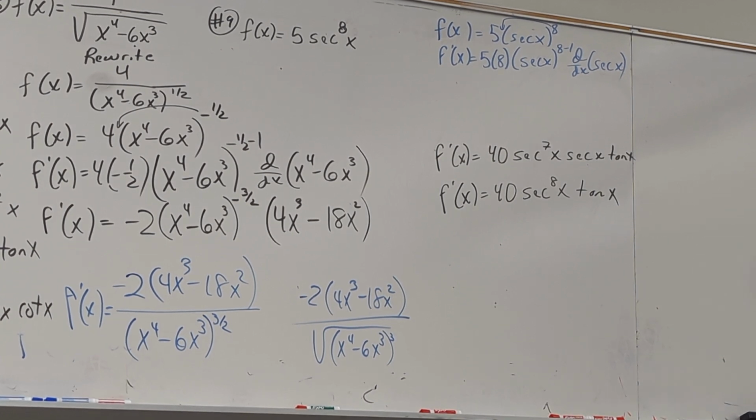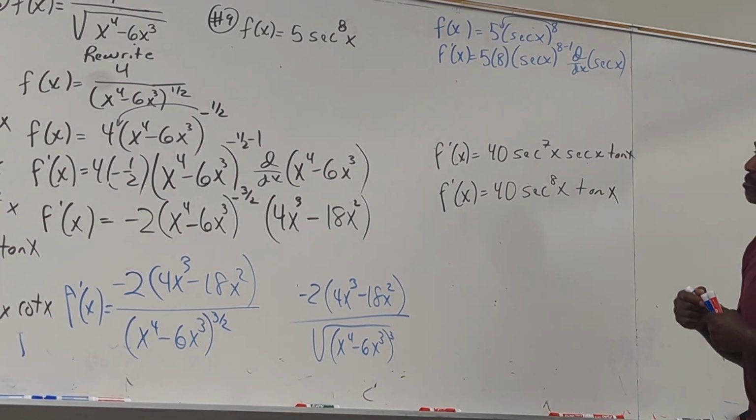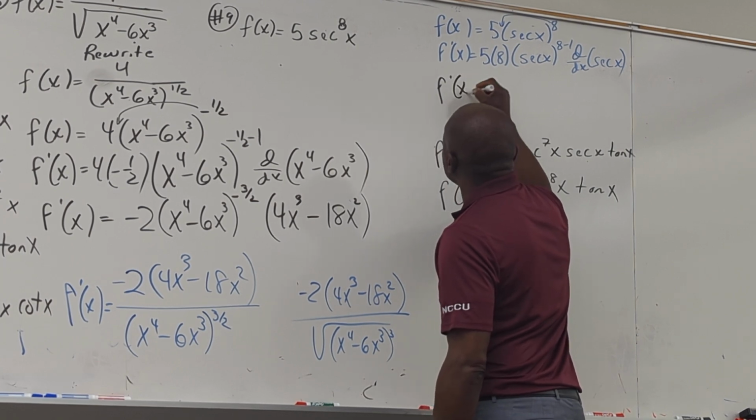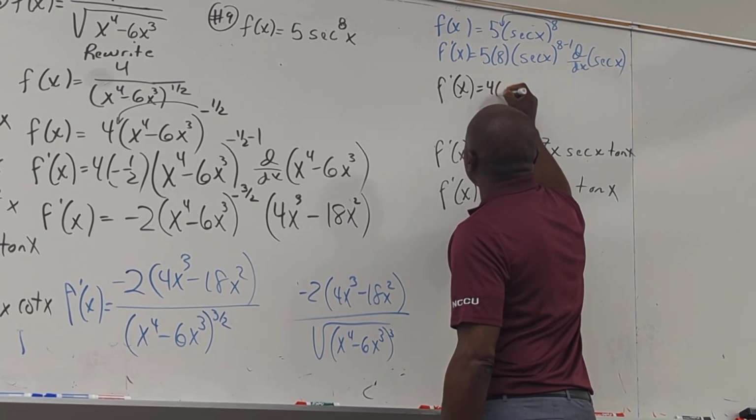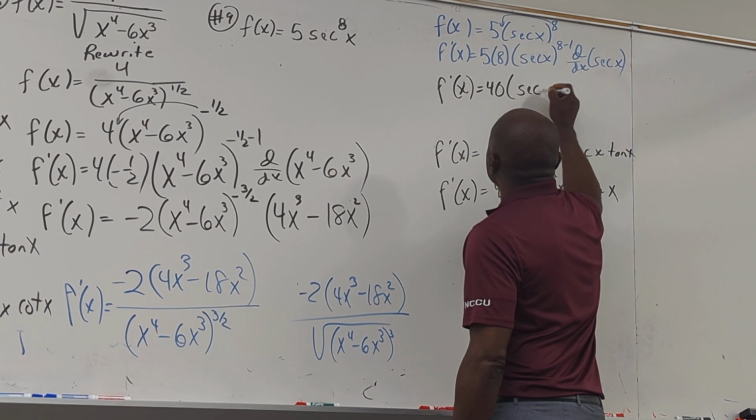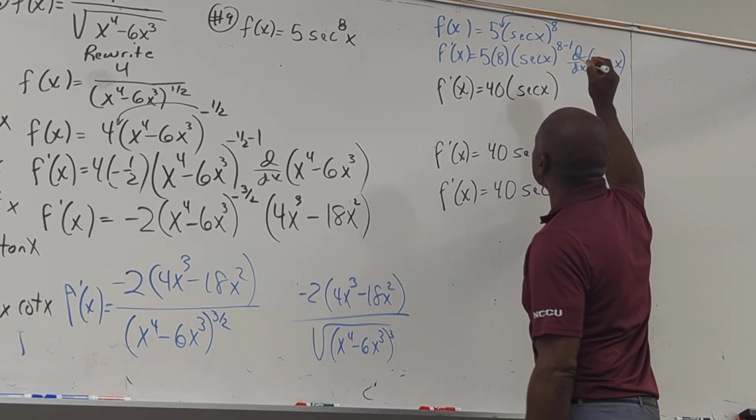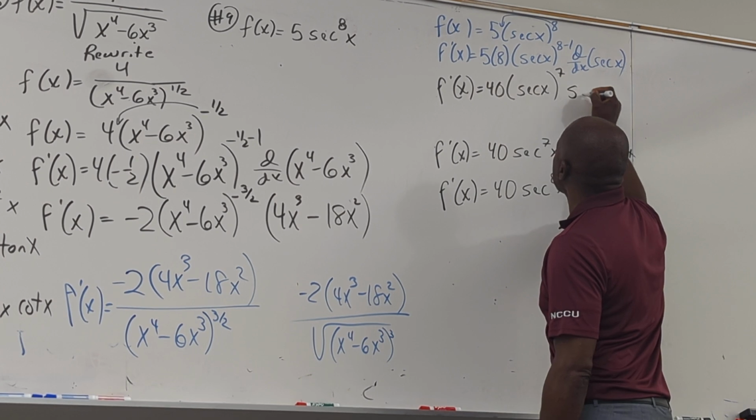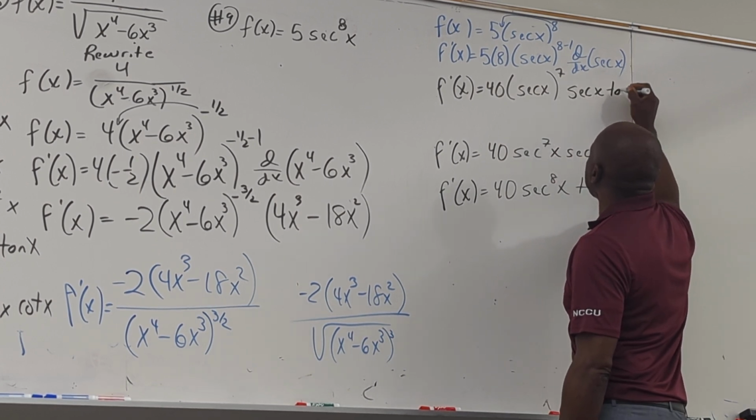And in that case now, 5 times 8 is? 40. So that's 40 times the secant of x raised to what power? 7. And then times the derivative of secant x, which is? Secant x tangent x.